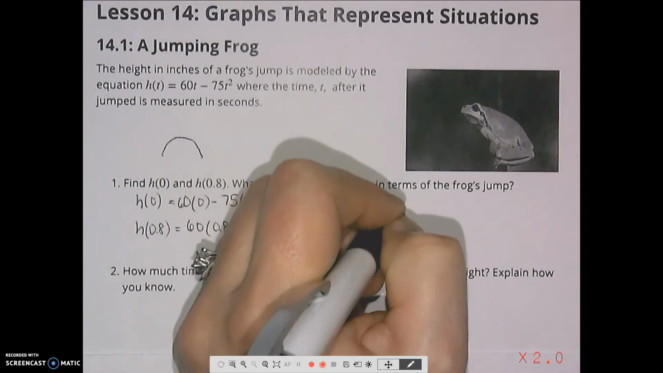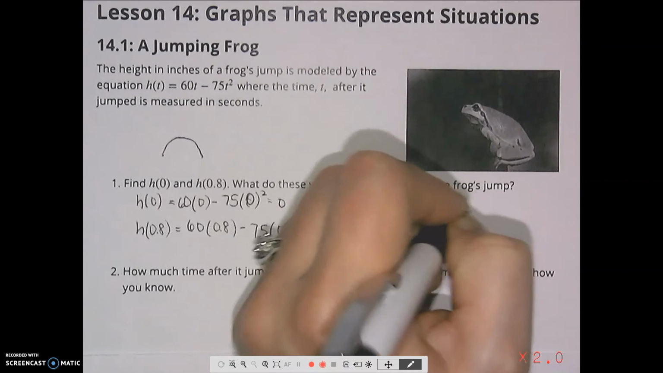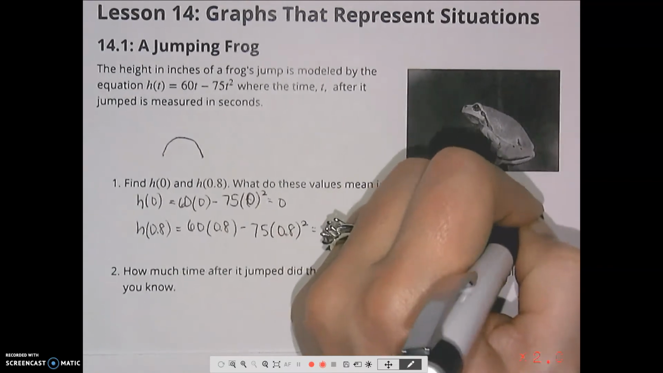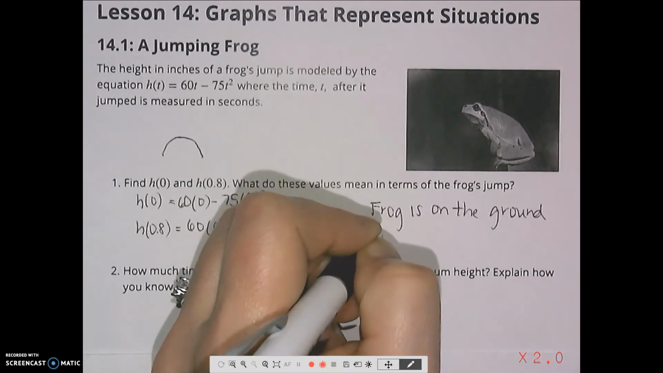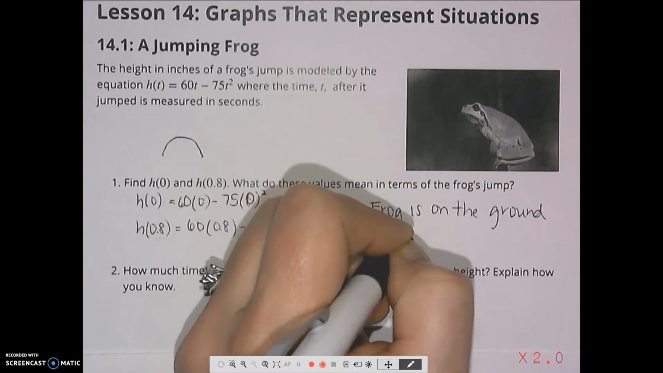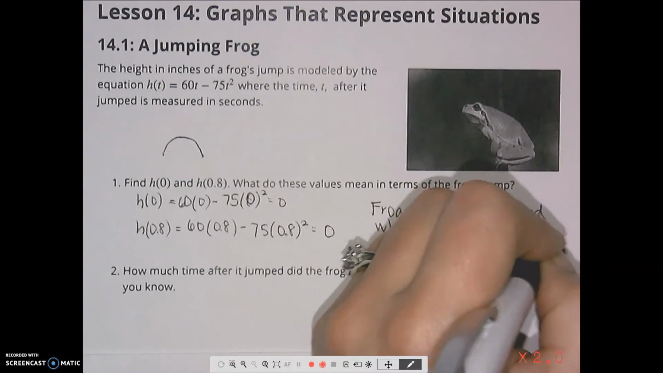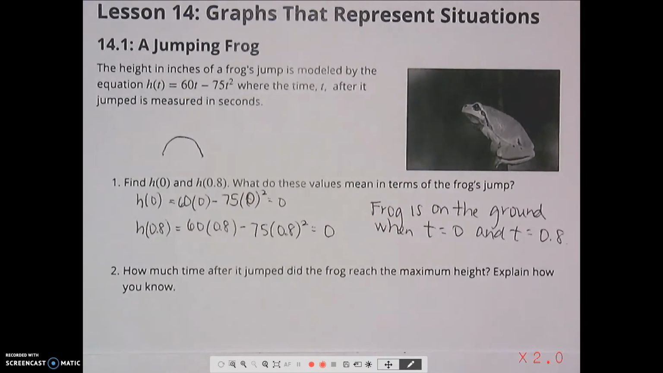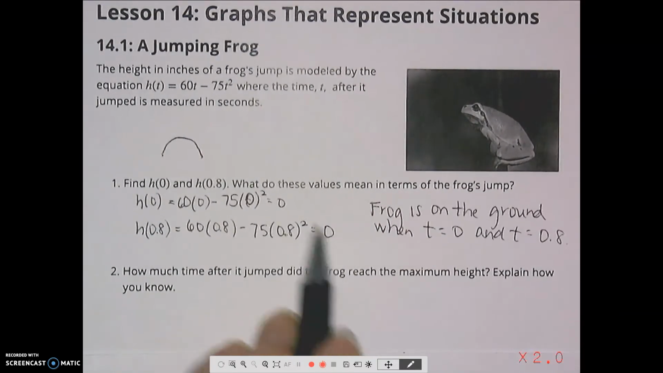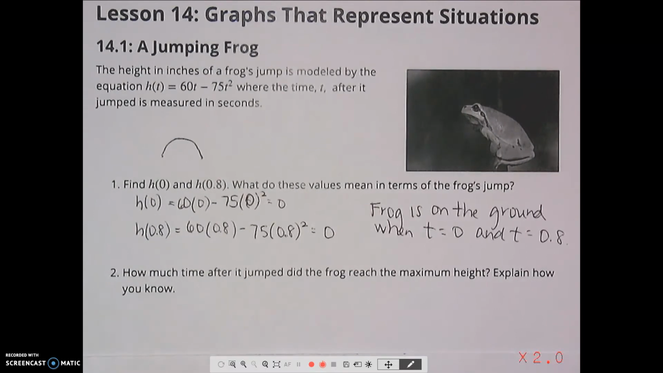So the frog is on the ground when t equals 0 and t equals 8/10, okay? Because this y value, or the h of t value, is the height, and that tells us that it's back on the ground. So it says how much time after it jumped did the frog reach its maximum height.